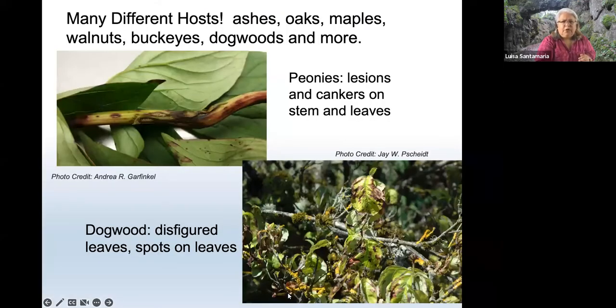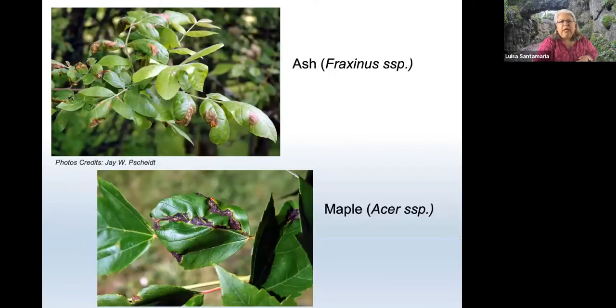Here are some examples of other hosts that are affected by this type of pathogen. Here we have a list. I already mentioned oak, maples, walnuts, buckeyes and dogwoods. Here is a picture of peonies with some lesions in the leaves, but also affecting part of the stem. And here is another picture of really advanced damage caused by Alternaria in dogwood. Here, another example is ash and maple.